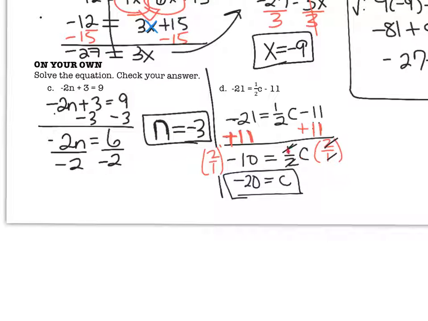To get rid of a fraction, the inverse operation is to multiply by the reciprocal. So 1/2 has a reciprocal of 2 over 1. Just multiply by 2. The 2's cancel, the 1's cancel. Whatever you do to the right side, you have to do to the left. So -10 multiplied by 2 is -20. Okay, next example.